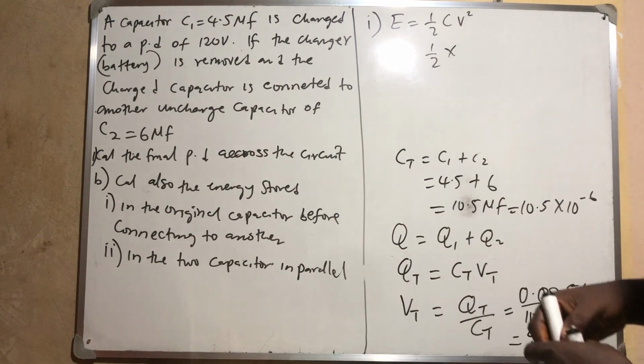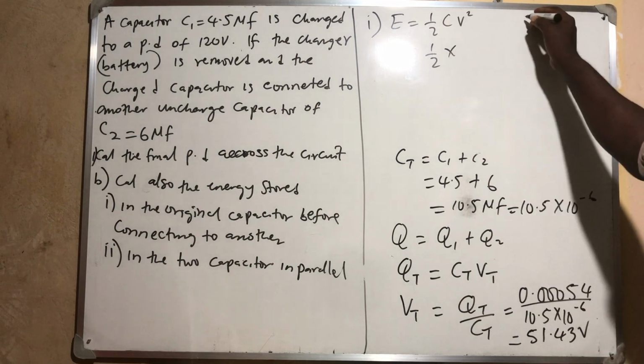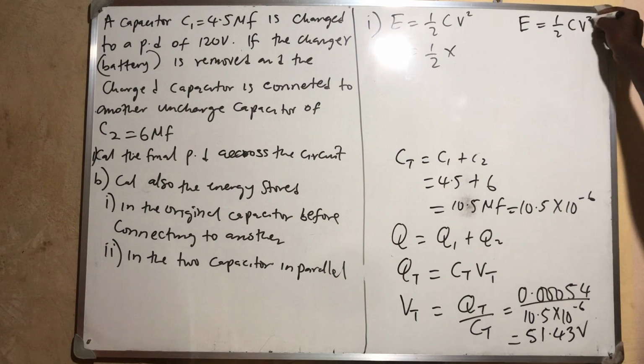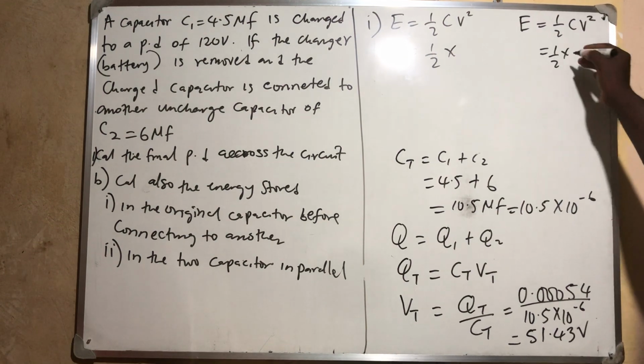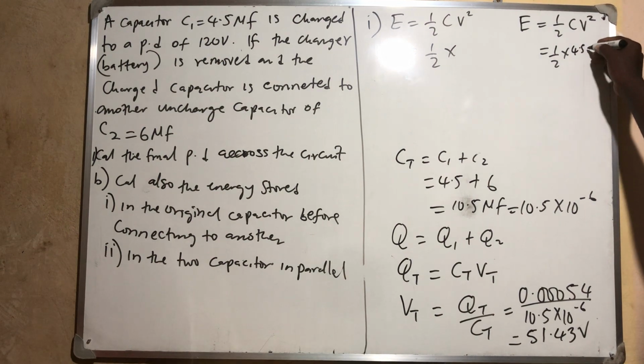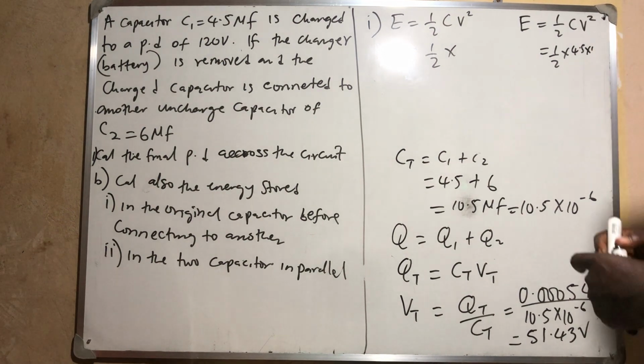Okay, let me solve it here because I guess this is blocking my way. So energy stored is equal to 1/2 CV squared, which is what? 1/2 times my C is 4.5 times 10 raised to the power minus 6.